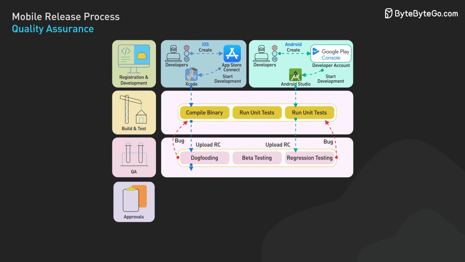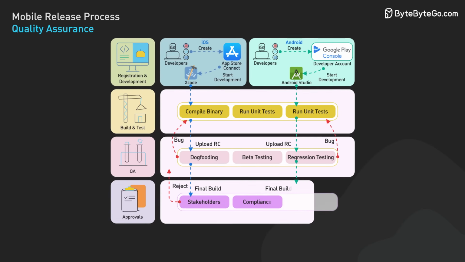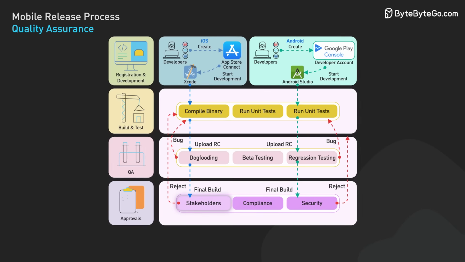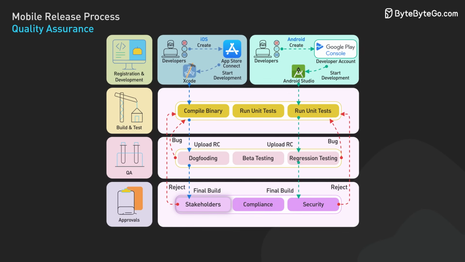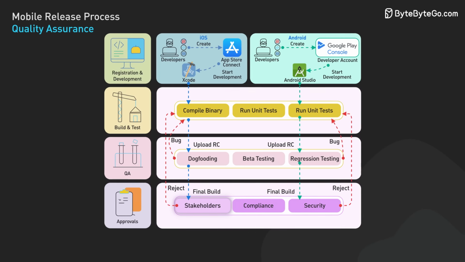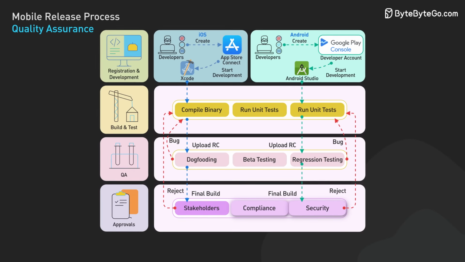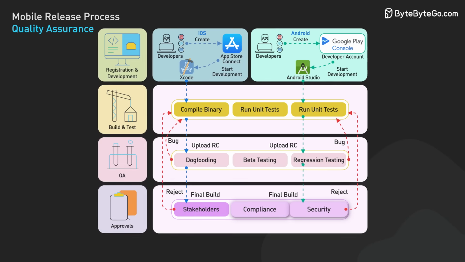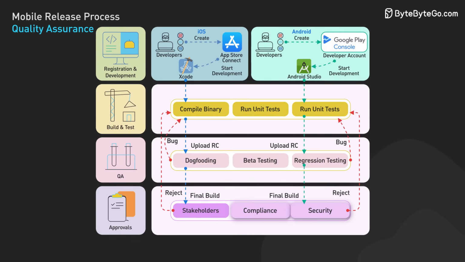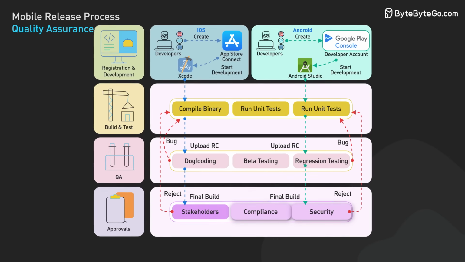Before we submit our app to the stores, we need to obtain internal approvals. This requires getting the green light from key stakeholders, focusing on criteria like UX consistency, brand alignment, and technical performance metrics. We also need to make sure our app meets all the necessary App Store guidelines and adheres to industry regulations on security practices and privacy compliance.